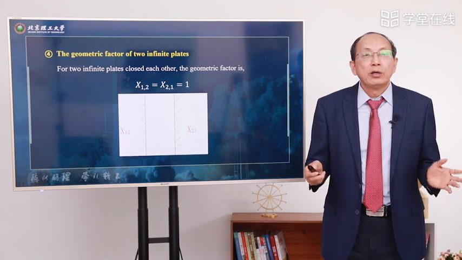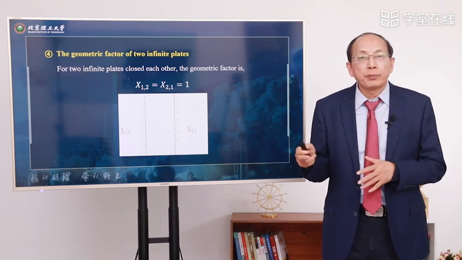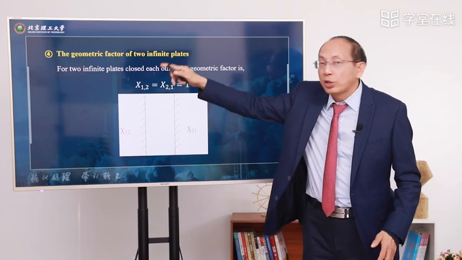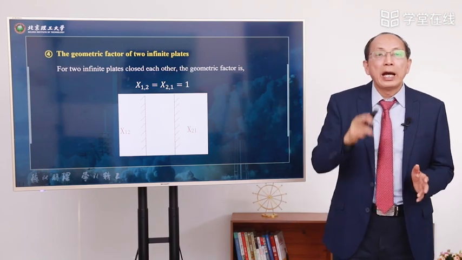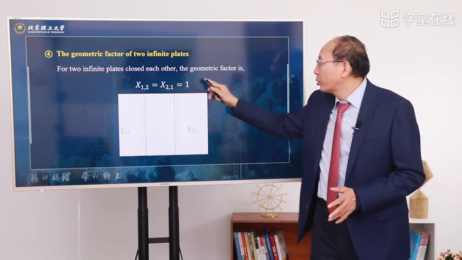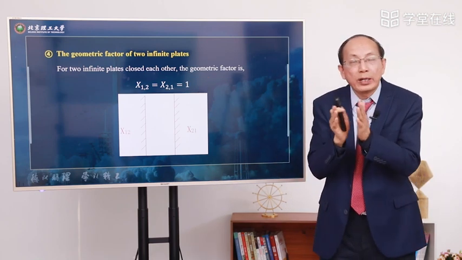Geometrical factor of two infinite plates. If the plates are very big and close to each other, in this case there is very little radiation loss. So in this case, x1 to 2 equals x2 to 1 equals 1, because they are very close to each other.